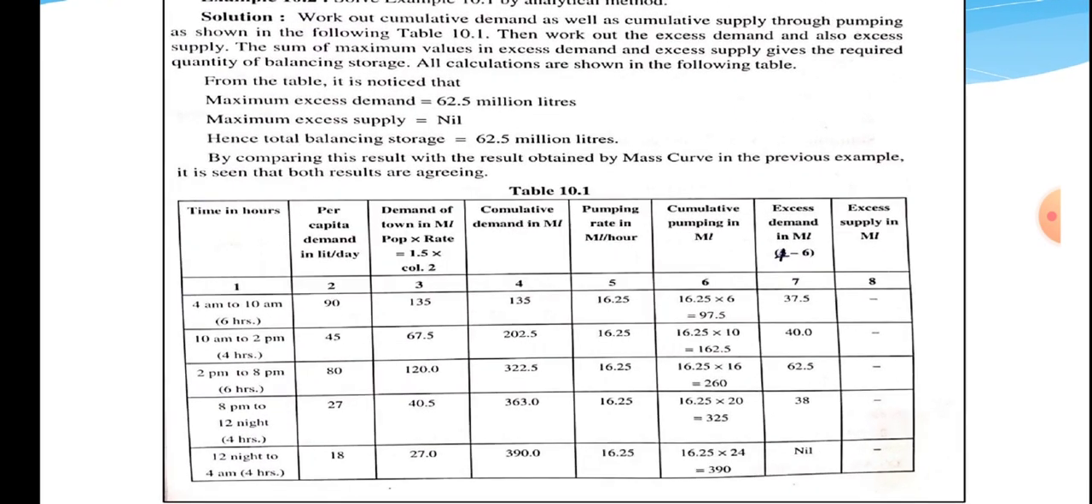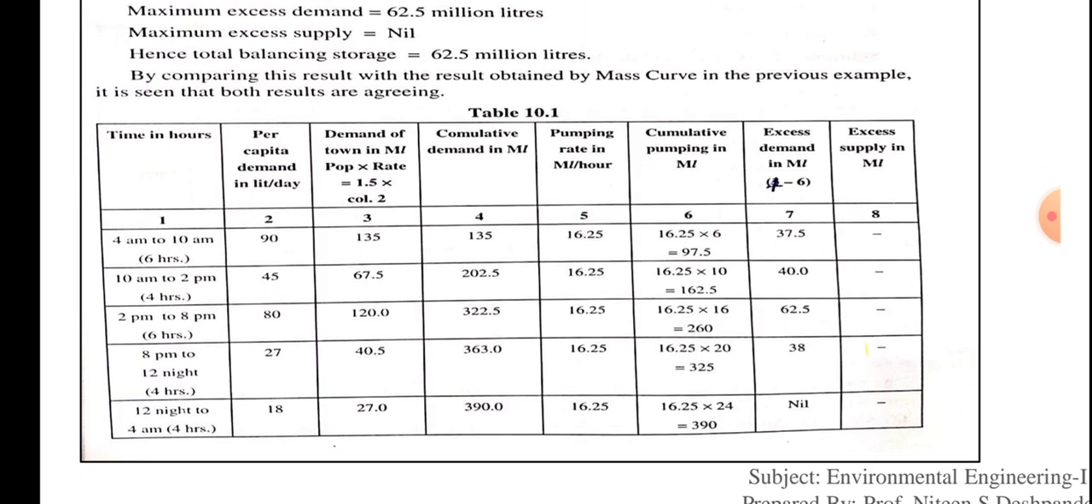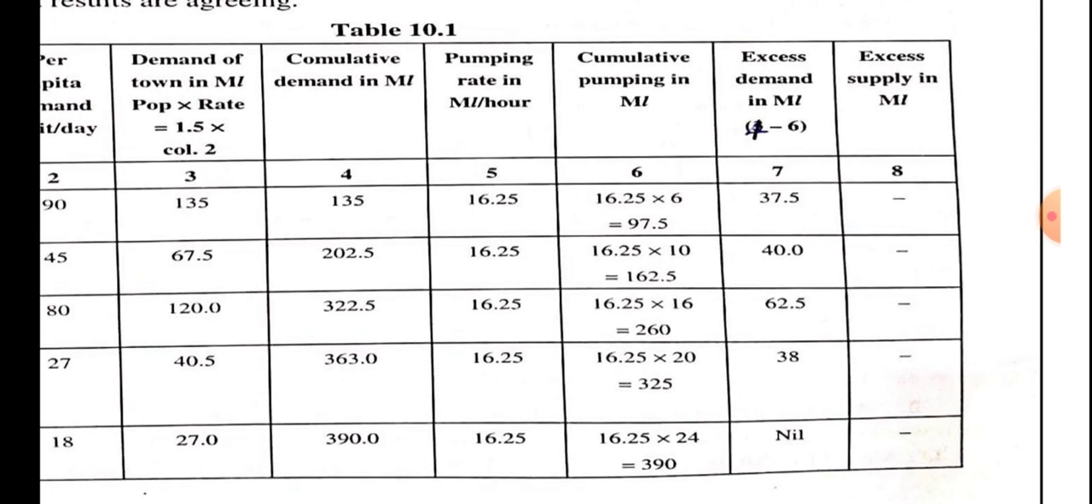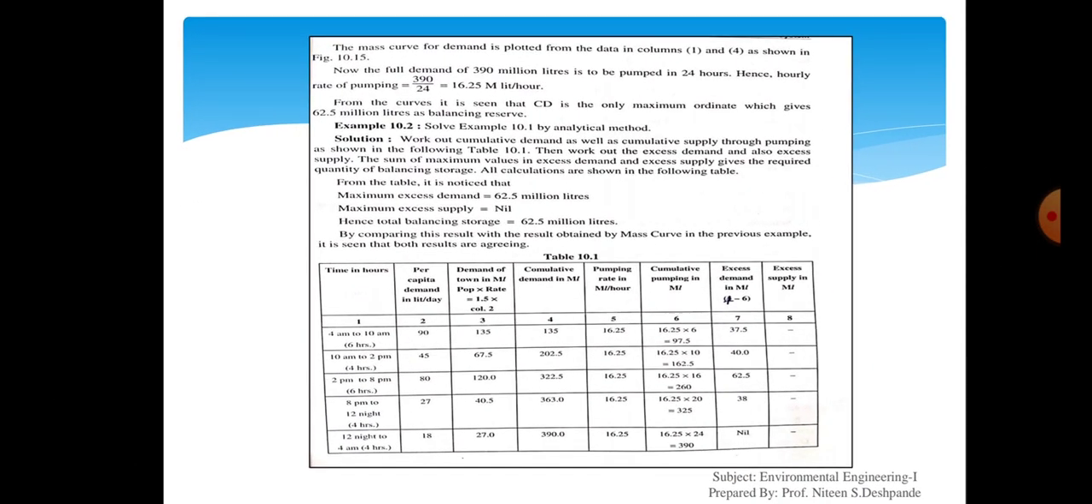0. Okay. So now what will be the answer? The total balancing storage will be the maximum of this column number 7. The maximum value of column number 7 is 62.5, which is exactly equal to whatever we have solved in the graphical method, that is the balancing storage requirement of a reservoir. Okay. So in this fashion we have to solve the numericals to calculate the balancing storage by using the mass curve method and the analytical method.